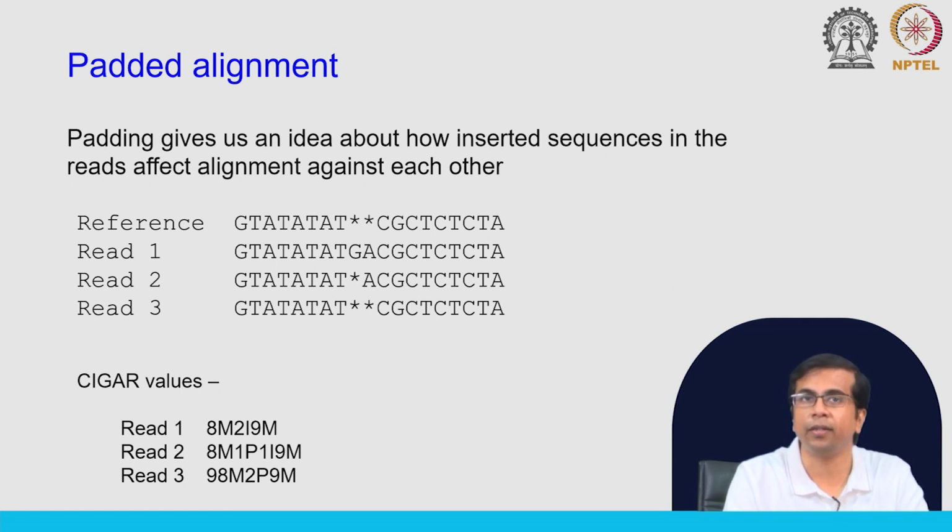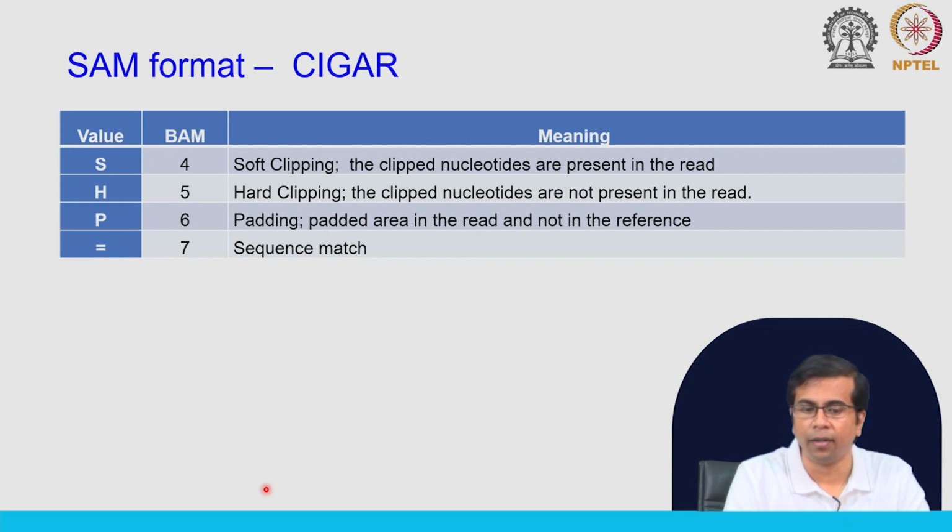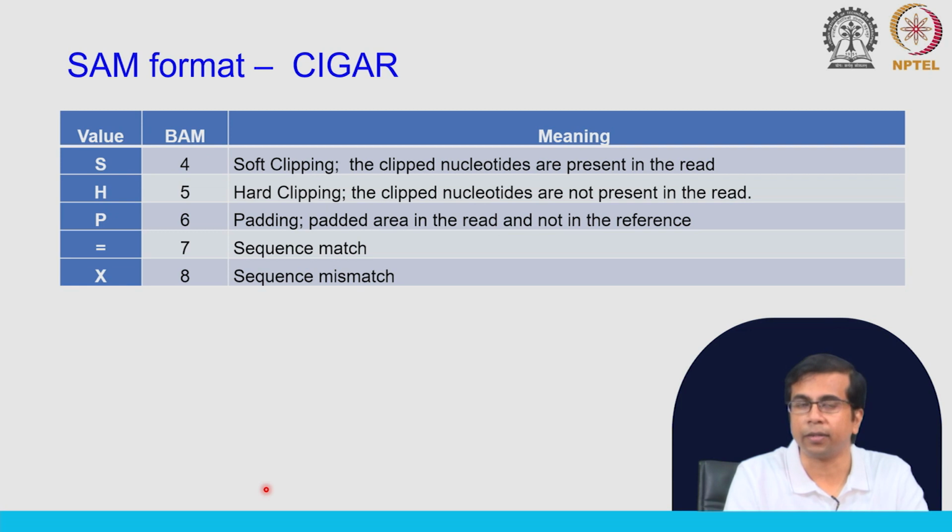The first base in read 2 is not present, so we can use something called 1 P, which is a 1 base padding, and then you have this 1 base insertion. In the read 3 example there is no insertion, so this will be used as 2 base padding, 2 P. We can look at this bit carefully when we actually look at the data, to see how this is interpreted. Then we have the equal sign, which means sequence match, and finally we have X, which is called the sequence mismatch.